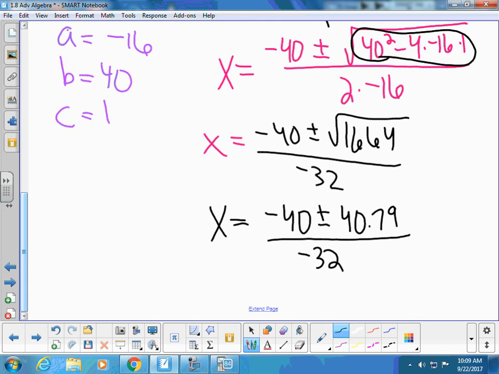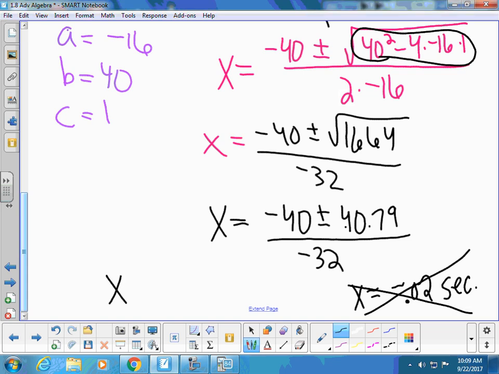We're going to speed this along. Type this in exactly how I say it. Negative 40 plus 40.79. Click enter. You want to click enter before you divide. Very important. Click enter, then divide. So that's your first answer. Negative 0.02 seconds. Does that make sense? Can you have a negative time? No. You're going to throw that answer away.